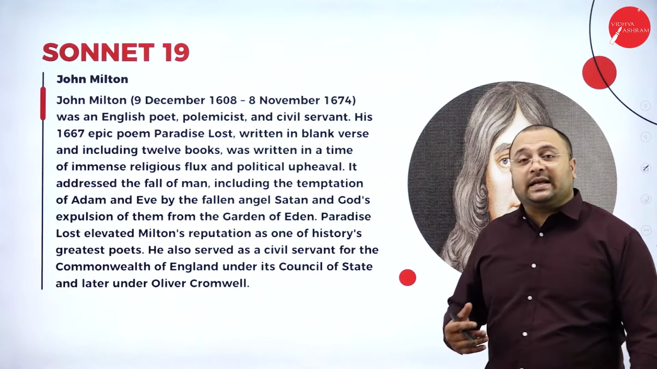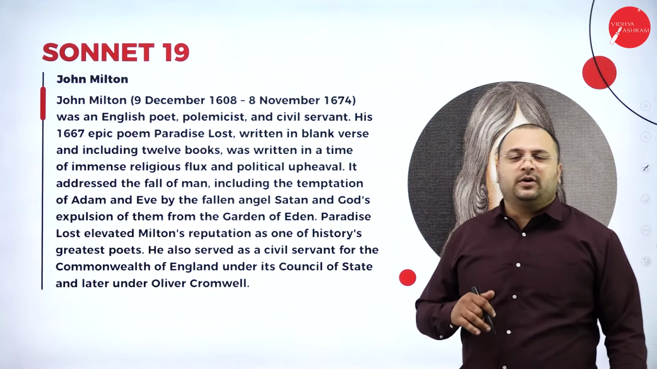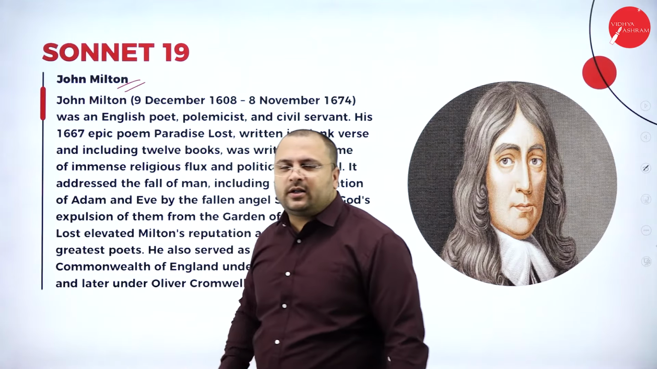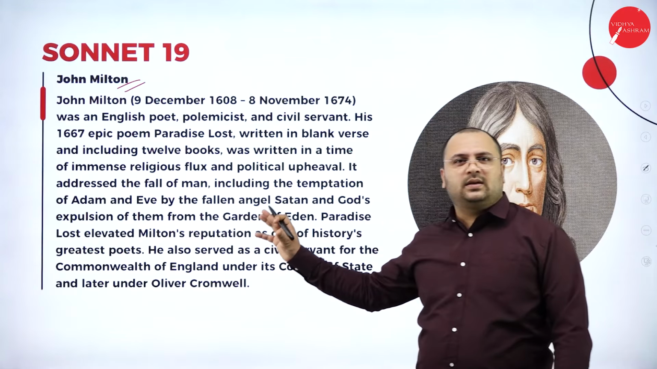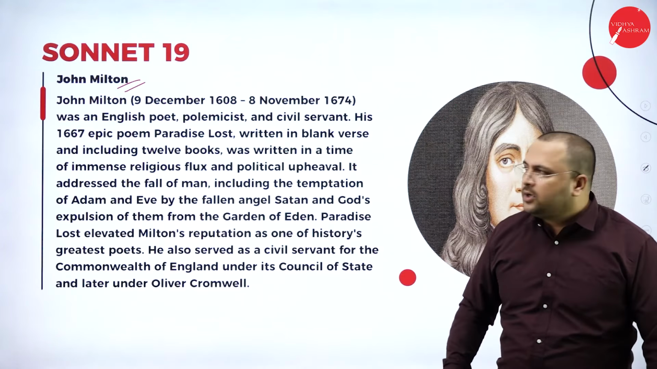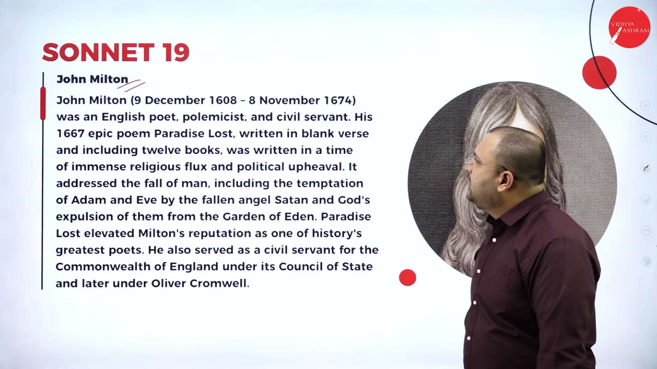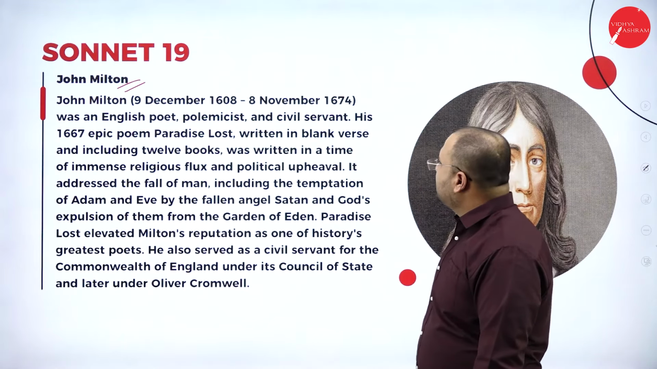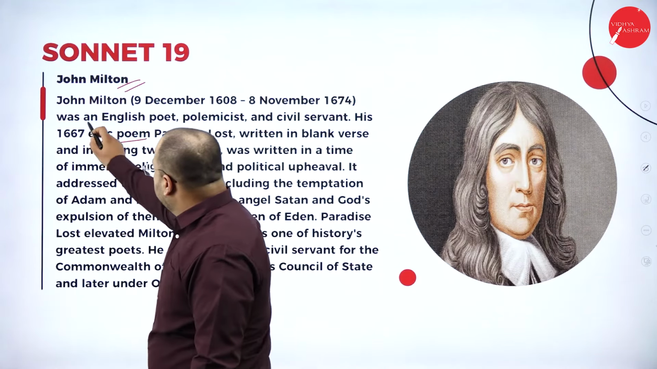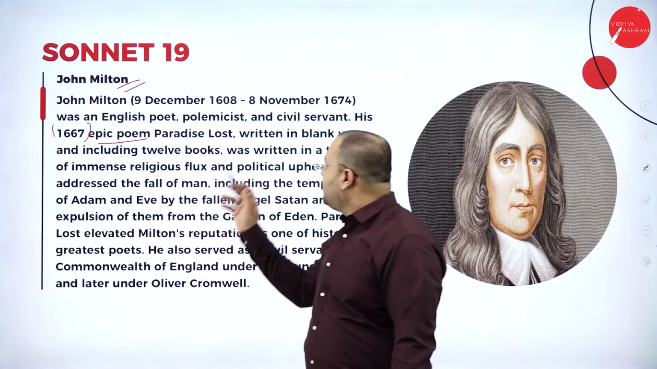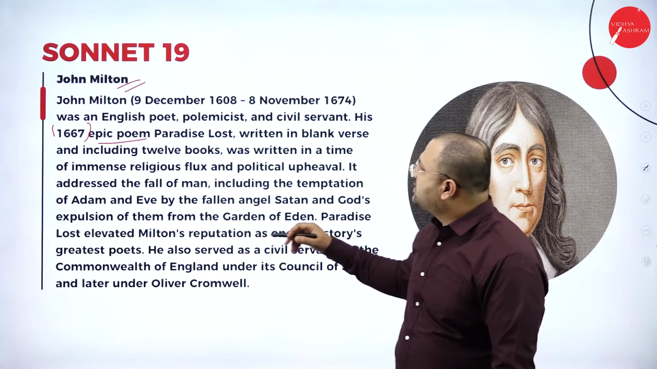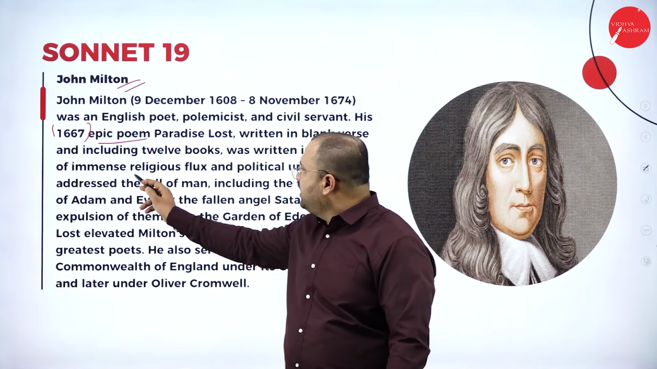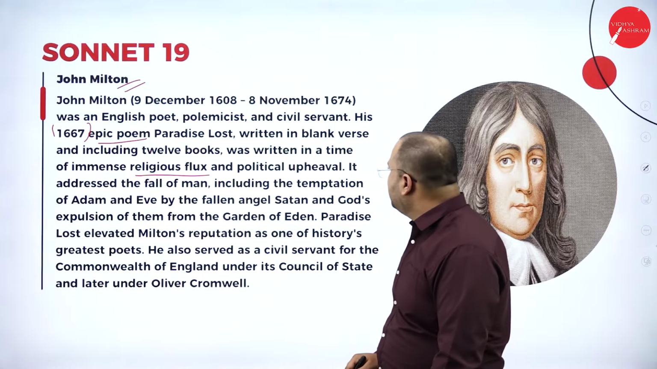Now coming on to the second sonnet prescribed for your syllabus, a sonnet written by John Milton. This is not written by William Shakespeare, but by John Milton. Who is John Milton? John Milton was an English poet, polemicist, and civil servant. His epic poem, written in 1667, Paradise Lost, written in blank verse and including 12 books, was written in a time of immense religious flux and political upheaval.